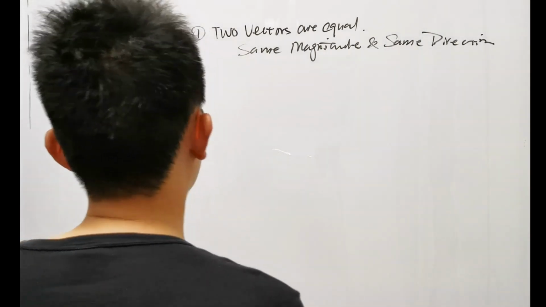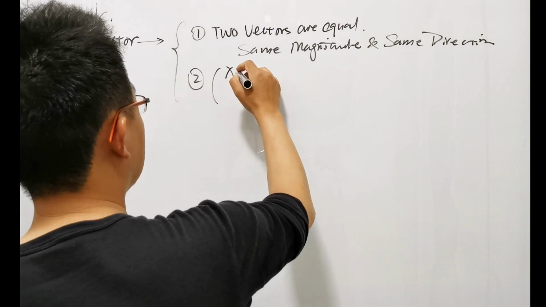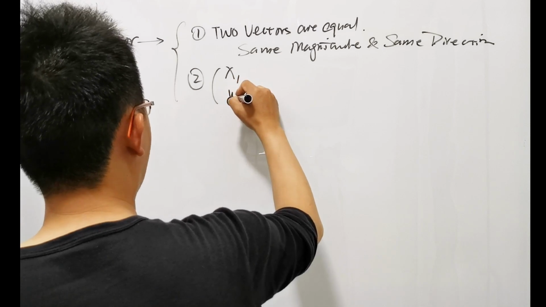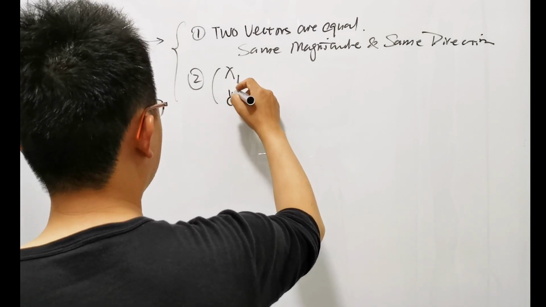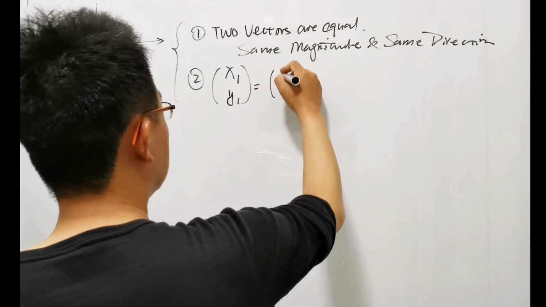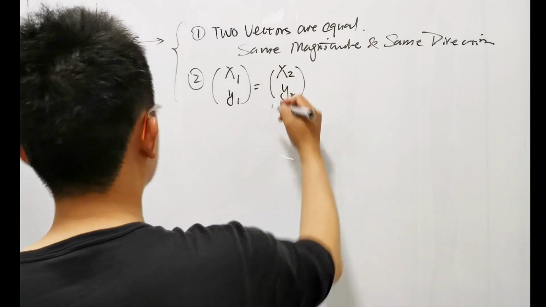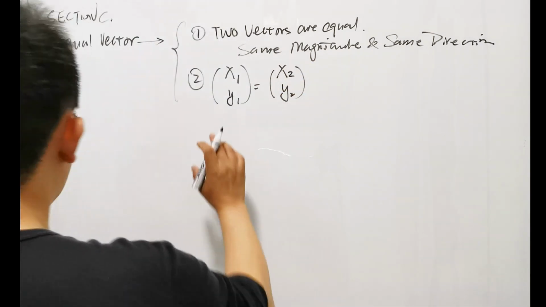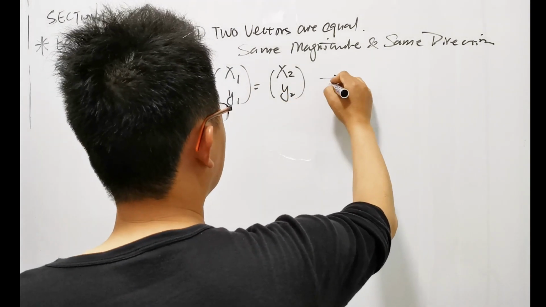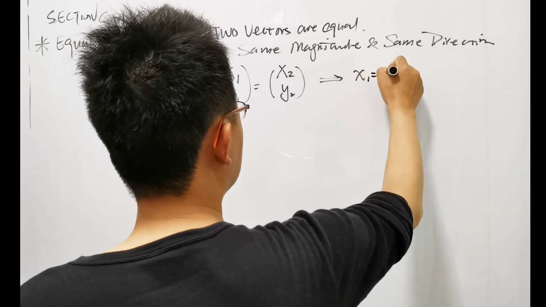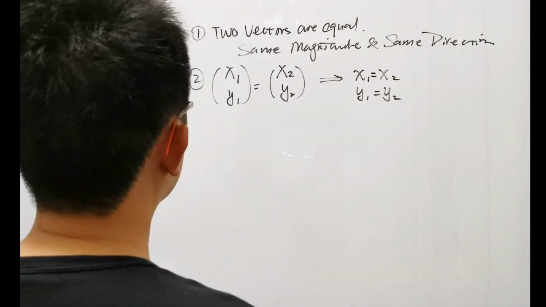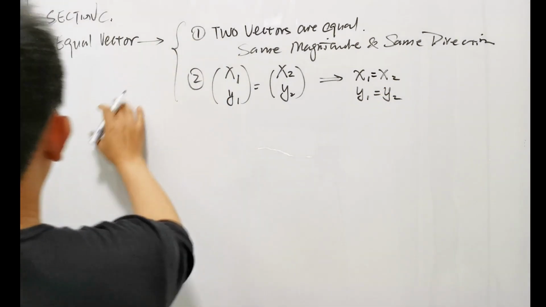The next one is also very important. If vector 1, for example, is in column vector form, we write the x component, y component equals x2, y2. If these are the two vectors, then we will find that x1 equals x2 and y1 equals y2. Basically, this is what we talk about with equal vectors.